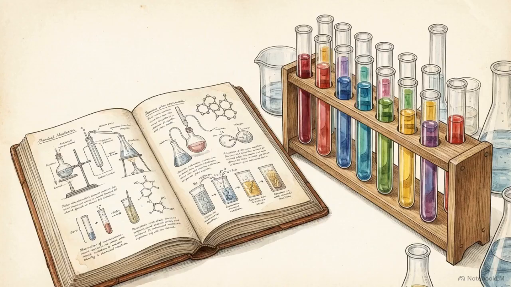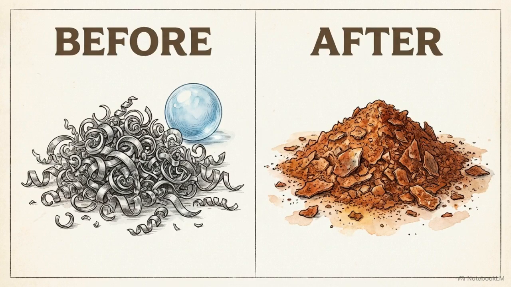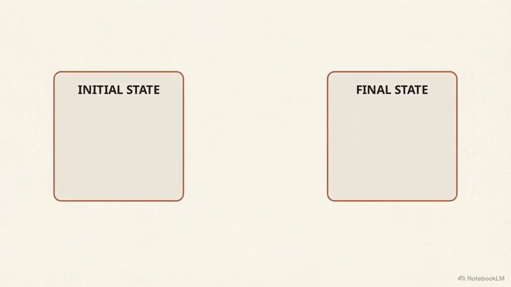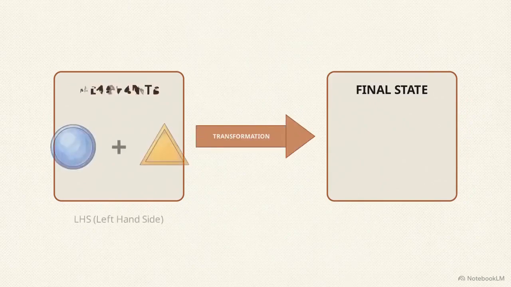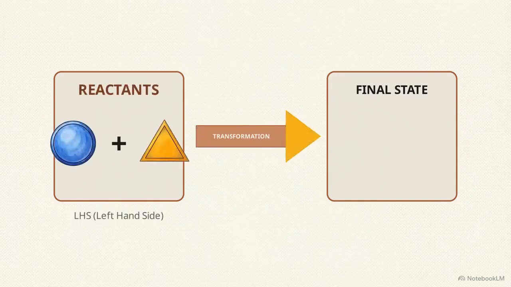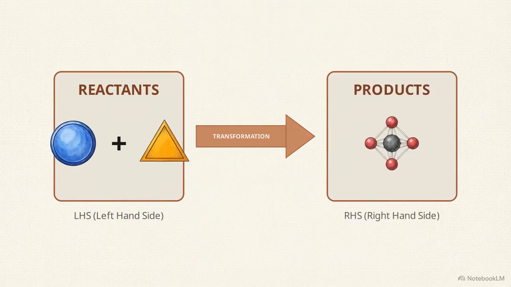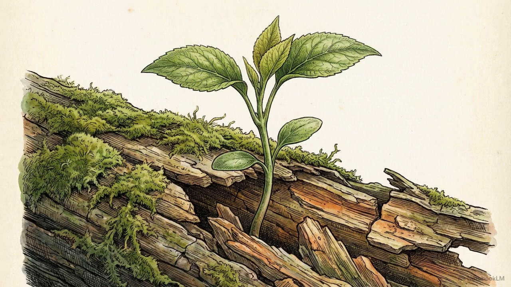These observations fit into a framework that describes the beginning and end of every reaction. The starting materials, like iron and oxygen, are called reactants. The new substance that results, like rust, is the product. We can represent this sequence as an equation. The reactants are listed on the left, followed by an arrow showing the direction of the change, and the products on the right. This formula describes how substances grow, decay, and change throughout the world.